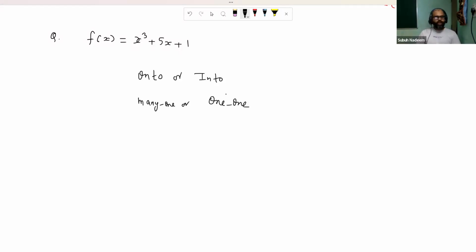Here, the codomain is not given. The domain is real because it is a polynomial, for all x belonging to real. The codomain, if it is not given, then it is the real numbers. So you have to check this. Just try this out. It is a cubic polynomial.